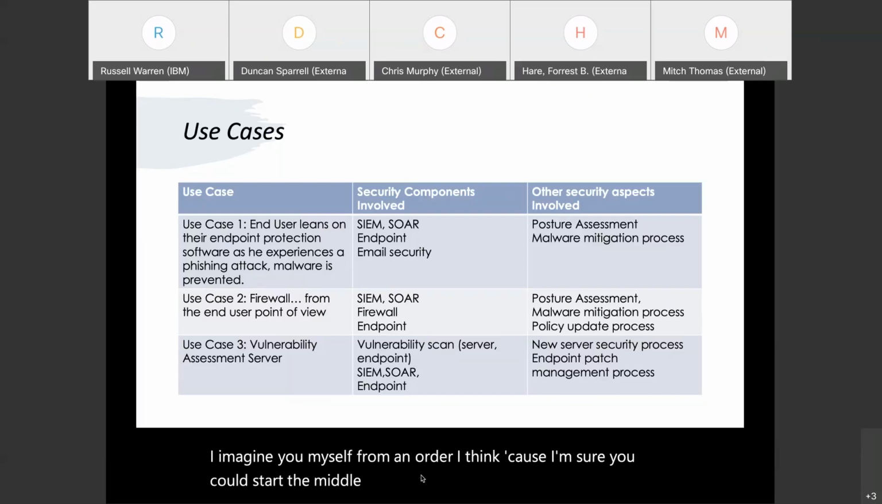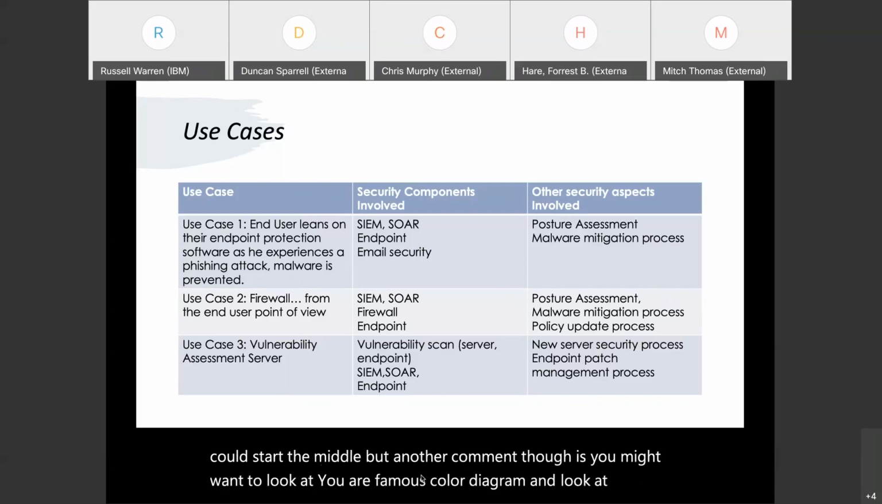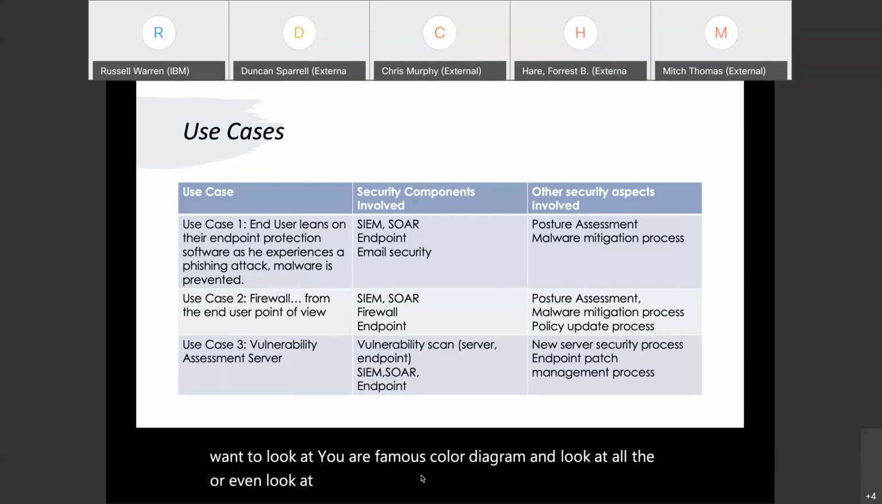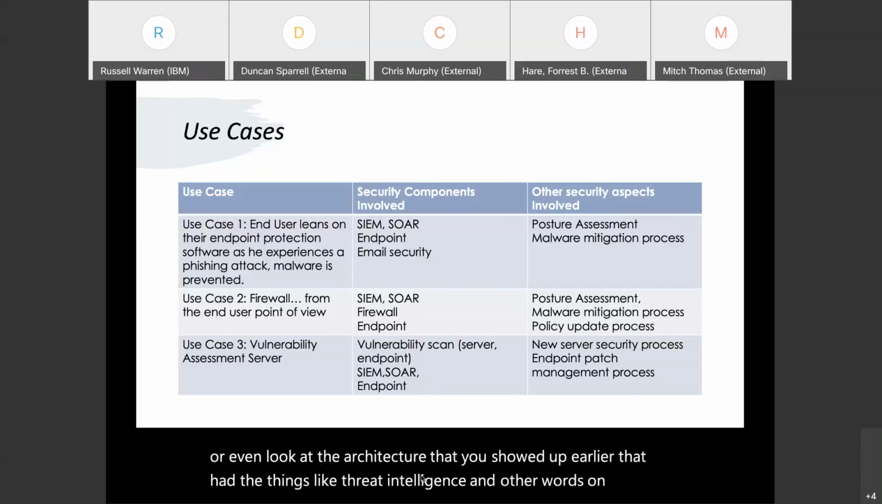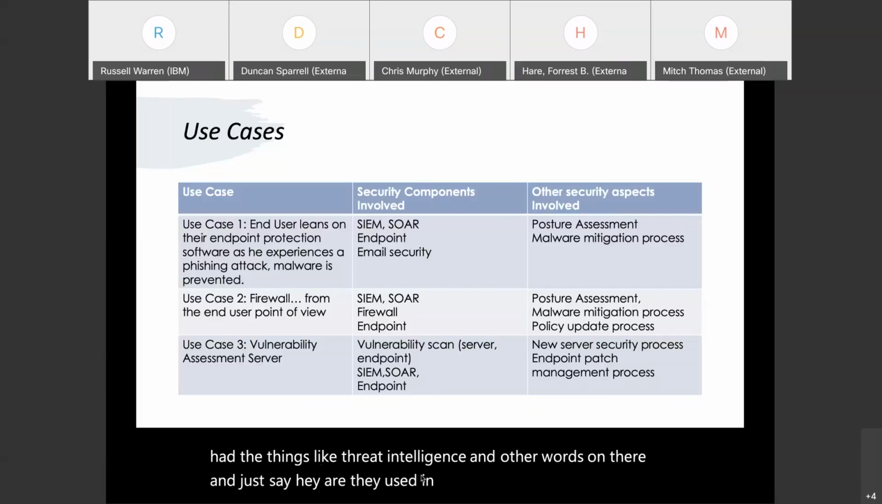Okay. One other comment though is you might want to look at our famous color diagram, or even look at the architecture that you showed earlier that had things like threat intelligence and other words on there, and just say, hey, are they used in this use case or not? I think the answer is yes. But if the answer is no, then maybe we need some more use cases.